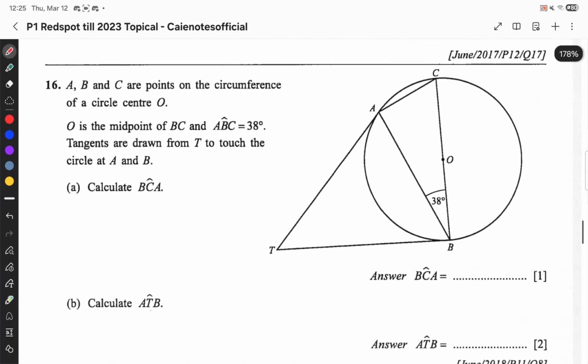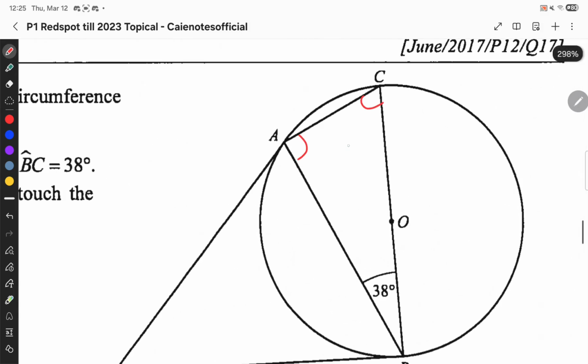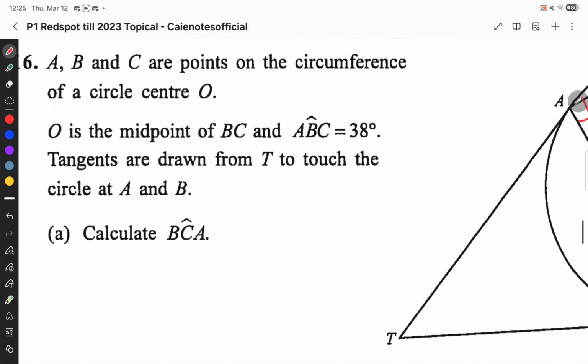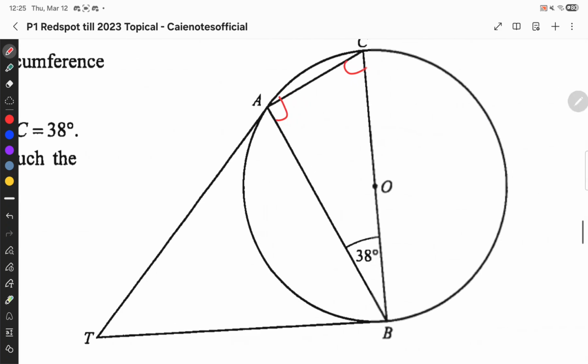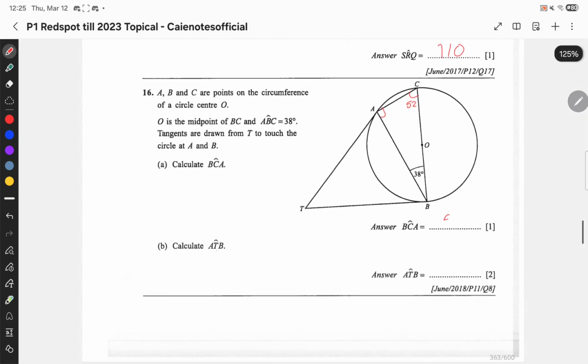About halfway, approximately halfway, 5 questions, many more to go. Calculate BCA, B, C and A. So we find this is 90 degrees because this is a diameter. You're not given diameter, but this is a diameter. 52.